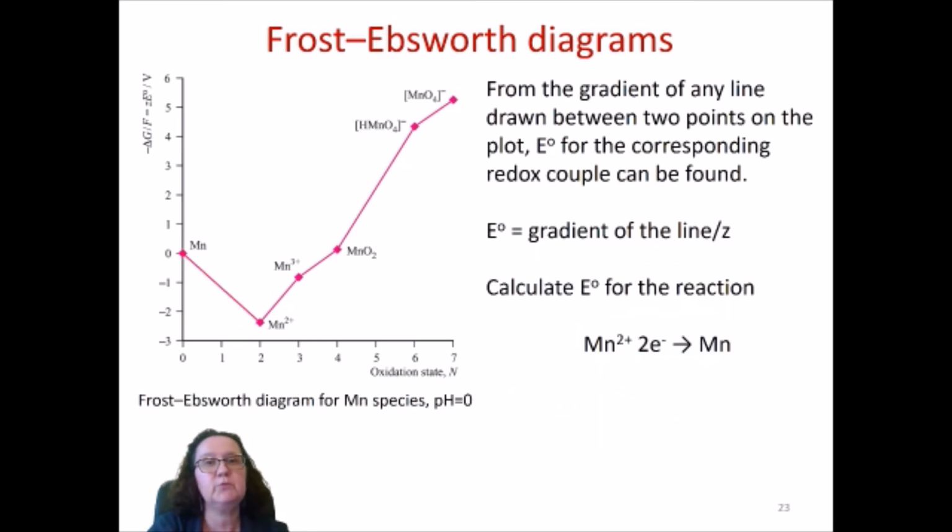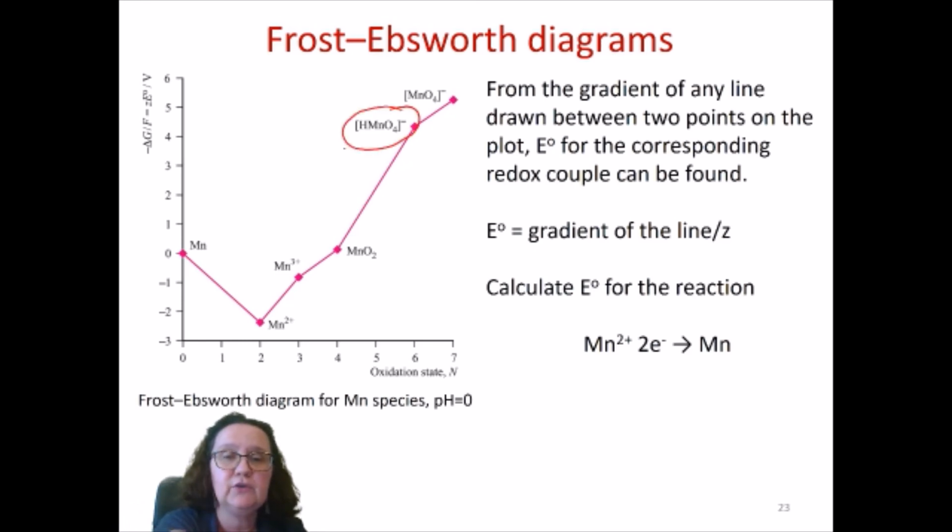Another way you can use Frost-Ellingham diagrams is to work out whether a particular species will be at risk of disproportionation, of reacting with itself to both reduce and oxidize. And for that, you need to look at the position of the peak of that particular species and the two adjacent ones. So, for example, if we look at the ion hydrogen manganate, and the two species next to it, manganese oxide and the permanganate anion, this species lies in a peak between two other species.